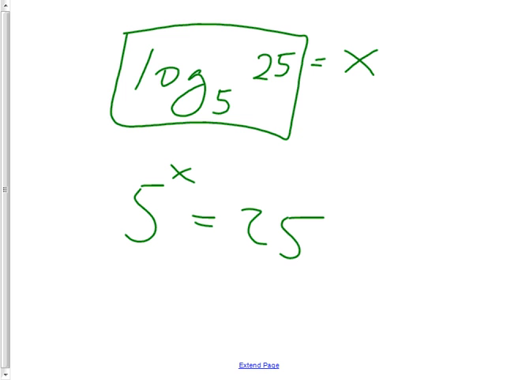Let me see if you can handle this one then. Would you agree that 25 is really 5 squared? And what's x? X is the exponent, isn't it? The answer's 2. All right, I think some brain cells just got burned up there. All right, try another one.